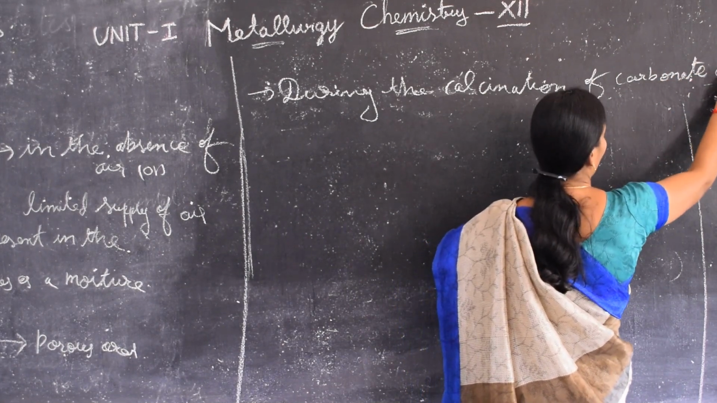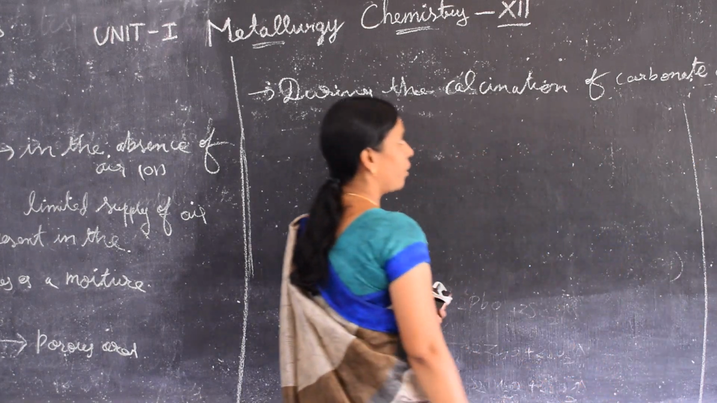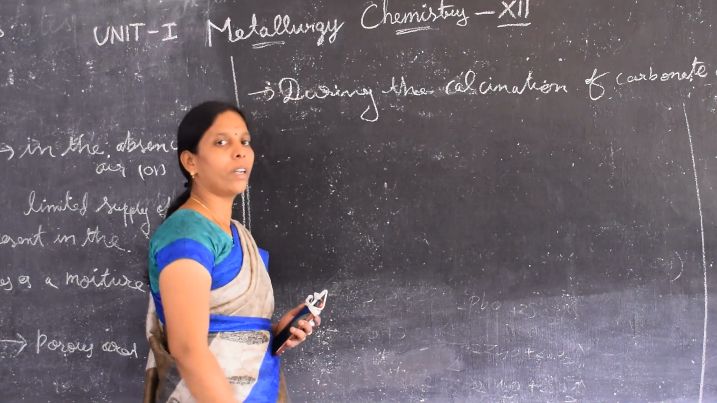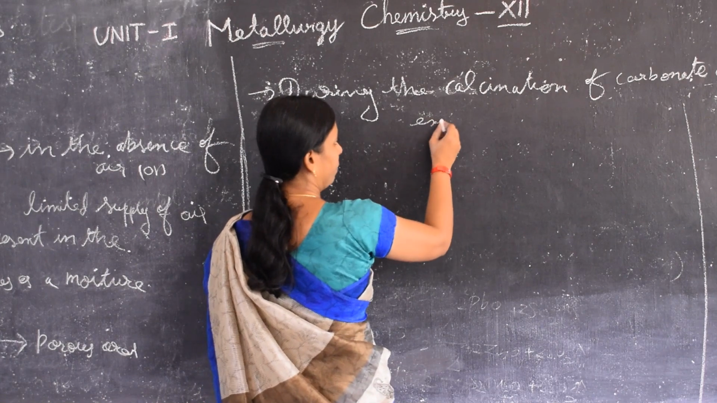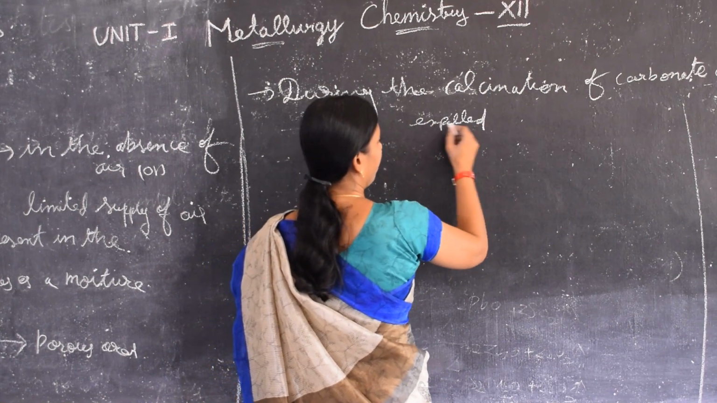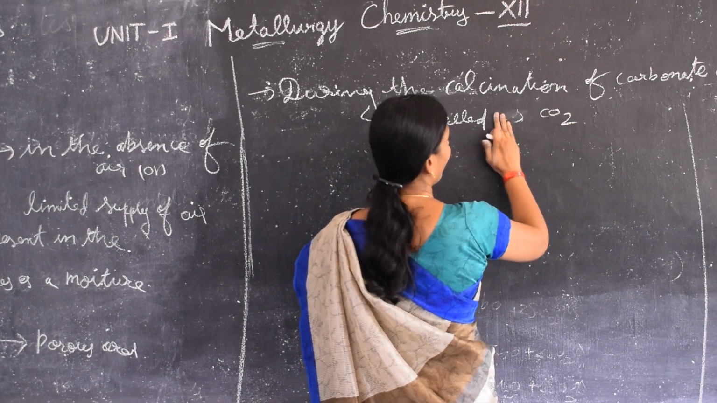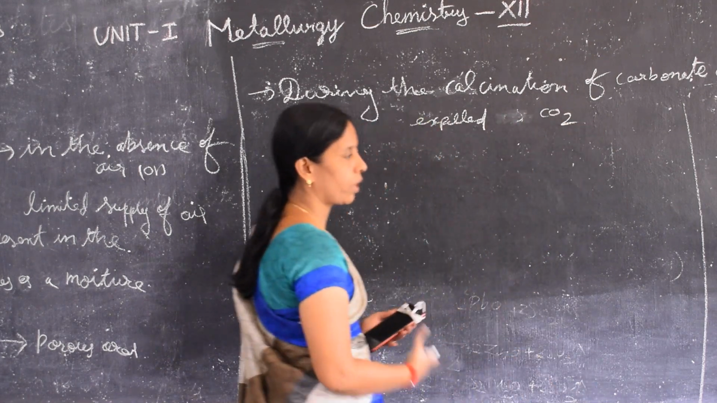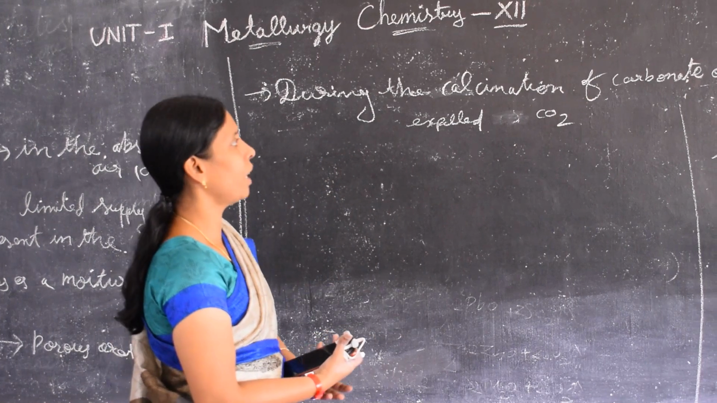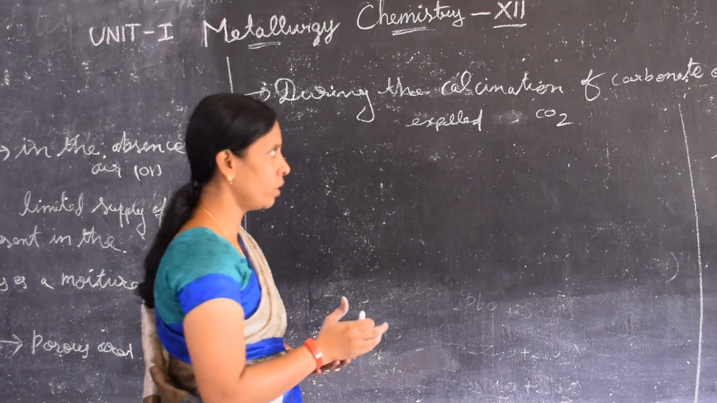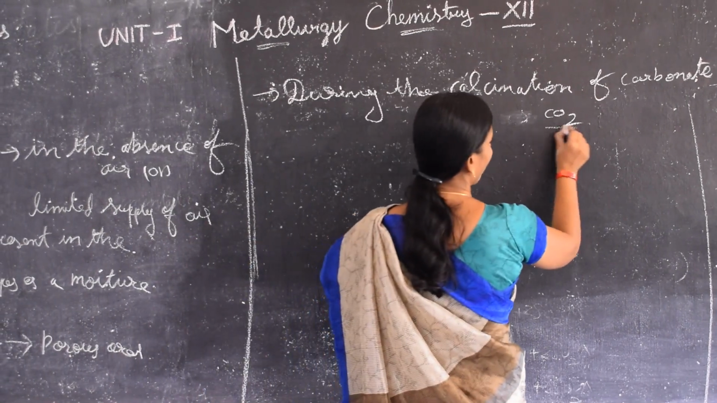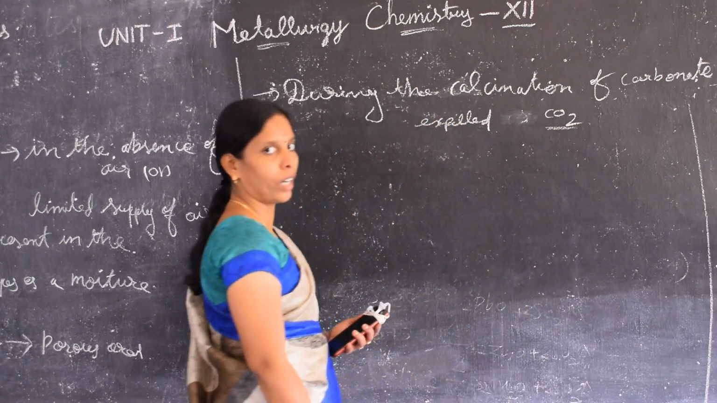Carbonate ores பண்ணும்போது carbon dioxide expelled ஆகும். Expelled as a carbon dioxide. Expelled carbon dioxide. Okay. So during the calcination of carbonate ores பண்ணும்போது நமக்கு என்ன ஆகும்? Expelled carbon dioxide வெளியில போகும்.